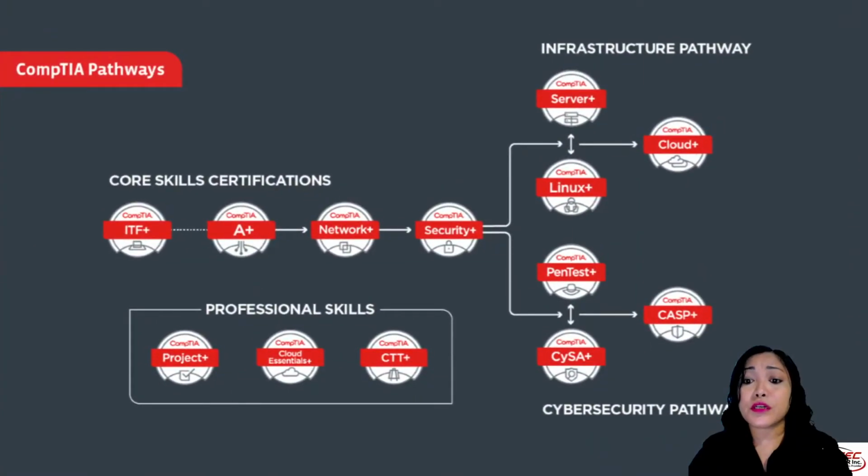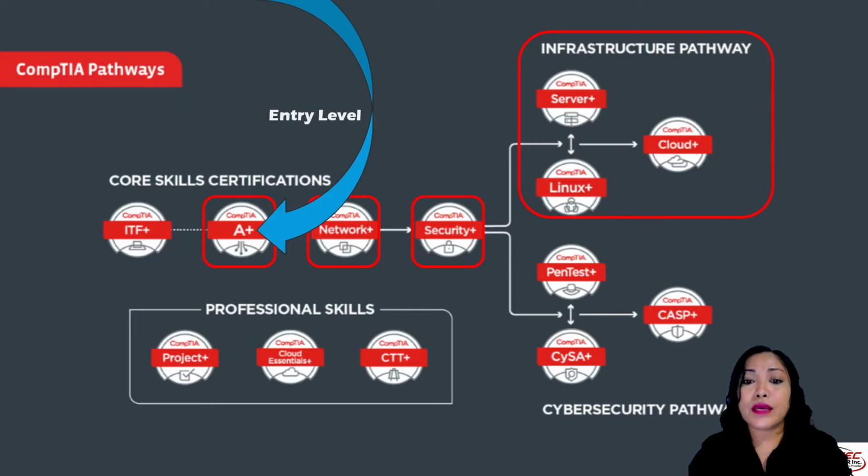Let me give you the CompTIA career pathway. Starting with the core skills, ITF+ is the foundational skills in IT and the basic amongst certifications. CompTIA A+ is the entry level, focusing on computer hardware. CompTIA Network+ is on networking. CompTIA Security+ is on computer security. It has an infrastructure pathway which comprises CompTIA Server+ on server administration, Linux+ on the Linux operating system, and Cloud+ on cloud computing.